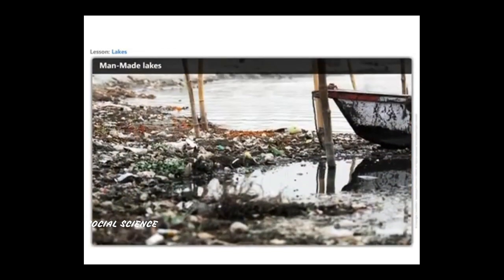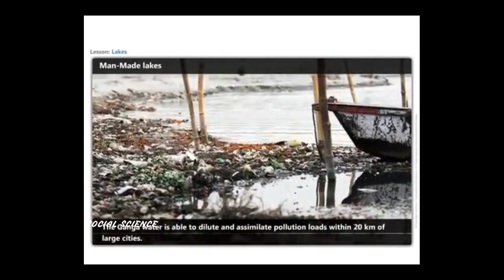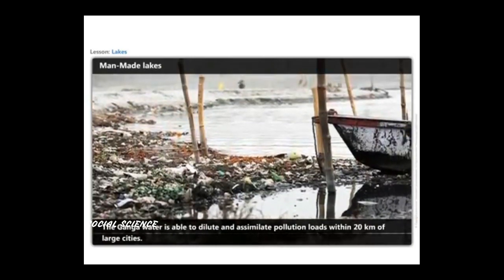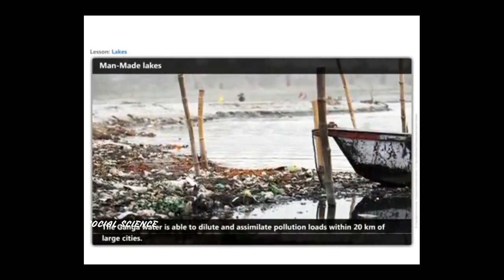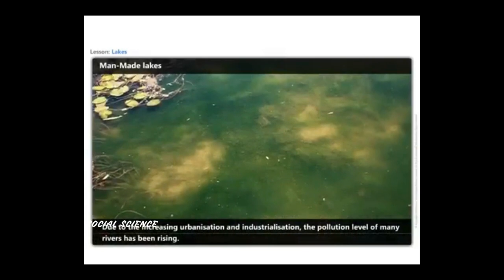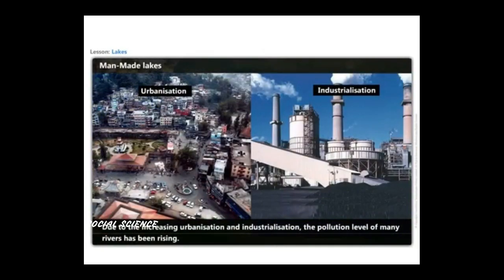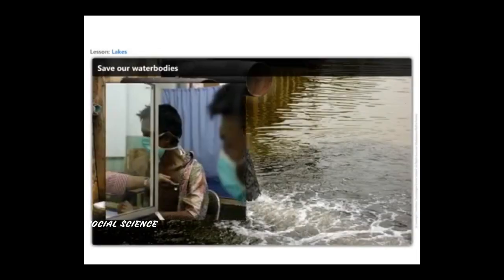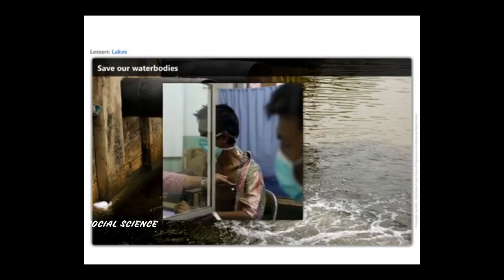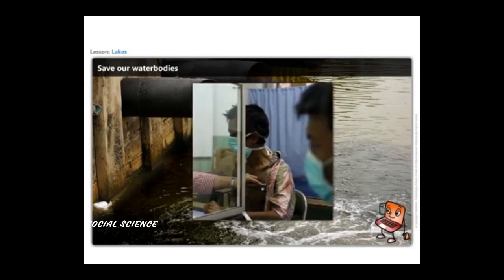With adequate stream flow, the Ganga water is able to dilute and assimilate pollution loads within 20 kilometers of large cities. But due to increasing urbanization and industrialization, the pollution level of many rivers has been rising. Recall how our health gets affected by polluted river water. How do you think we can protect these water bodies?